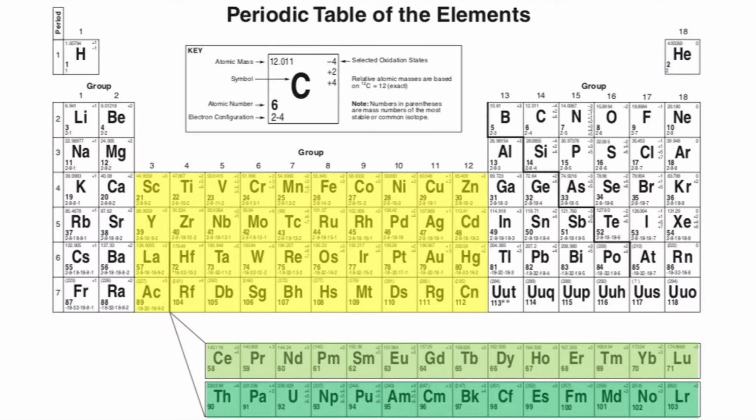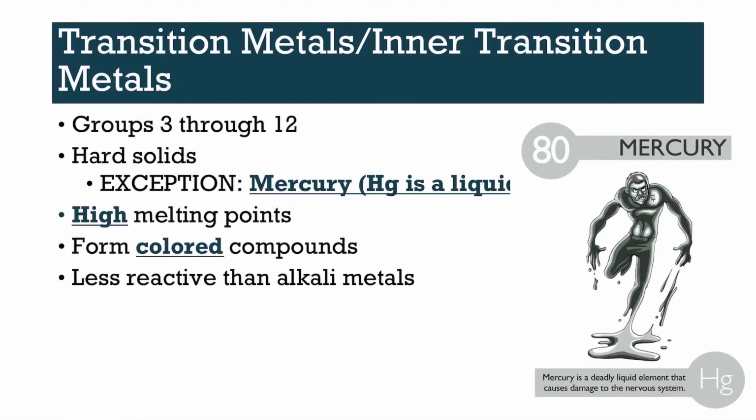Okay, next are these transition metals, these yellow and green sections. So these transition metals are groups 3 through 12, so that middle section. Just about all of them are hard solids, except for mercury, which is a liquid. And the symbol for mercury is Hg, so that doesn't really match up with its name. But mercury is a liquid. But besides that, they're all solids.